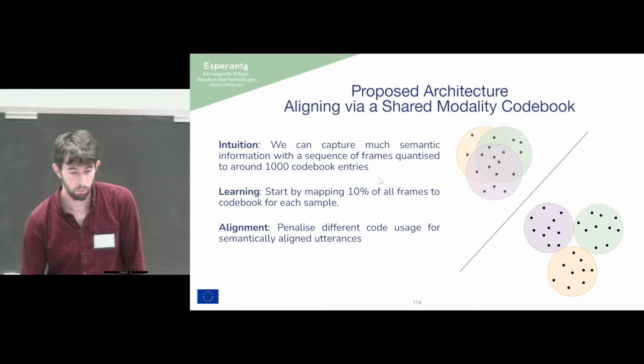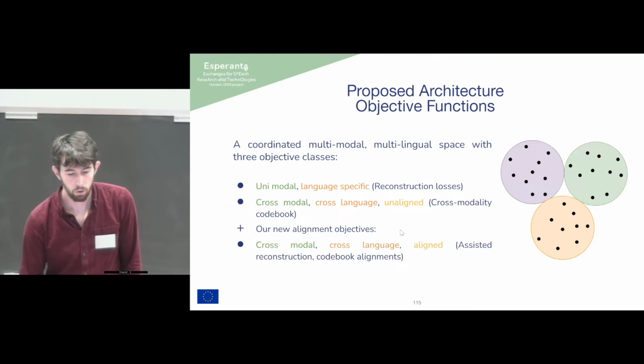So we have the objective from SpeechT5 where we map 10% of all frames to our codebook. But what we want to do is go a bit further and penalize different code usage. So we have the losses we already talked about, but we have these aligned losses as well, which, as you say, are cross-modal and cross-language.